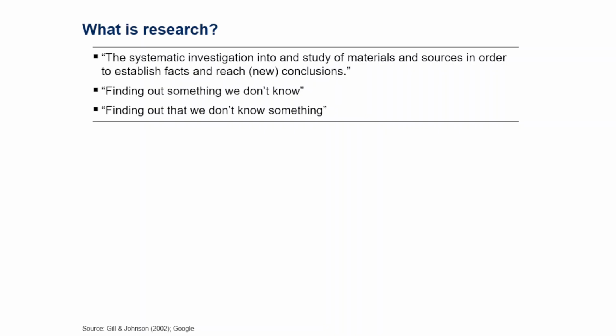Gill and Johnson point out that research can mean one or both of those things, which is to find out something that we don't know. And this is typically the answer that I get when I ask this question in class. We try to find out something that we don't know and try to understand that better. But Gill and Johnson point out that research is also about finding out that we don't know something, and that can be as valuable as finding out something that we don't know.